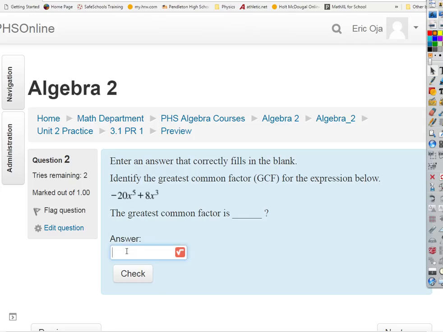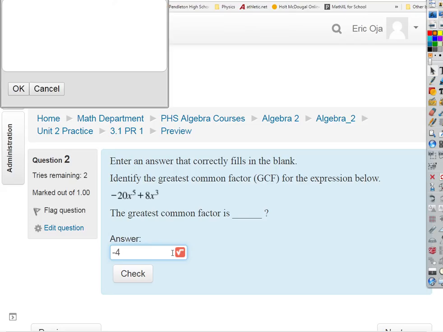The 4 part is correct. 4 is the biggest number. What's the biggest power of x that I could undistribute from both of those? X to what power? 3. Yeah. Because each of those has at least one x in them. Well, the smallest one, the weakest one, has an x cubed. So that means I could undistribute all of that x cubed from everything, right? So my answer is going to be negative 4 x cubed.